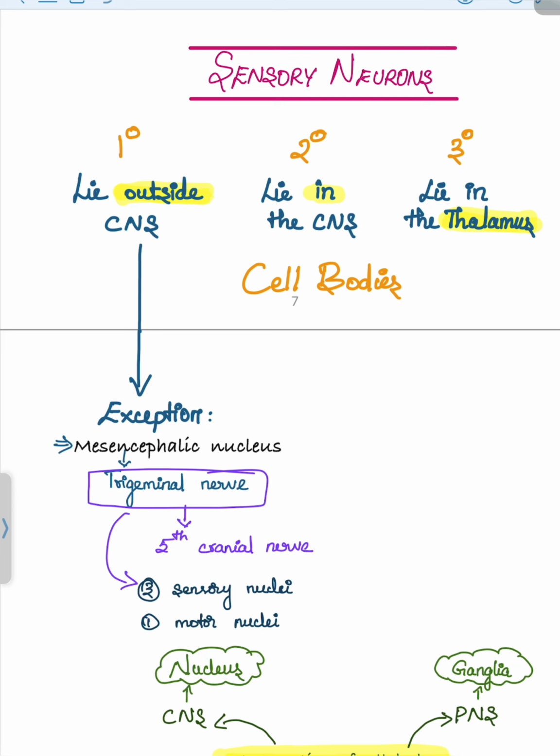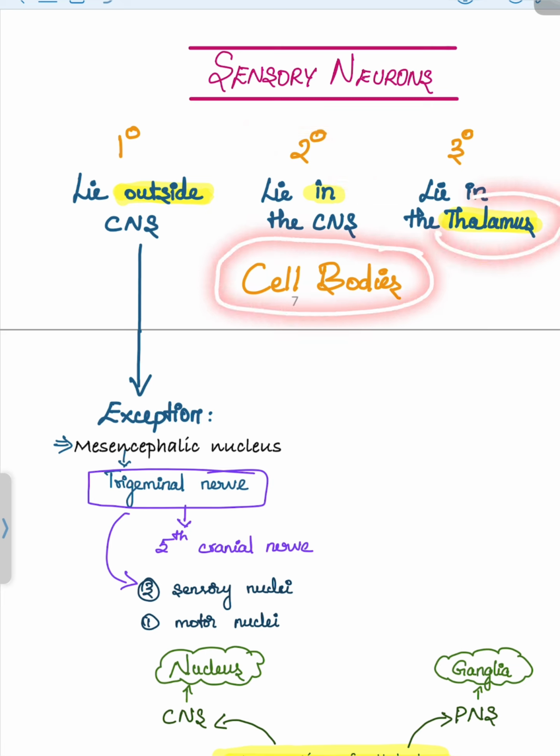The sensory neurons are further classified into primary, secondary, and tertiary neurons. It is very easy to understand. They are all based on the location of their cell bodies. Sensory neurons whose cell bodies are located outside the central nervous system are called primary neurons. Those whose cell bodies are located in the central nervous system are secondary neurons. And those whose cell bodies are located in the thalamus are tertiary neurons.